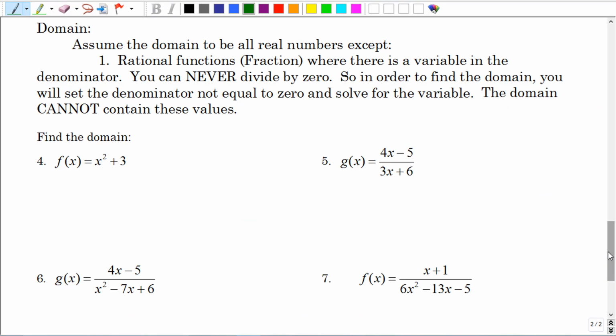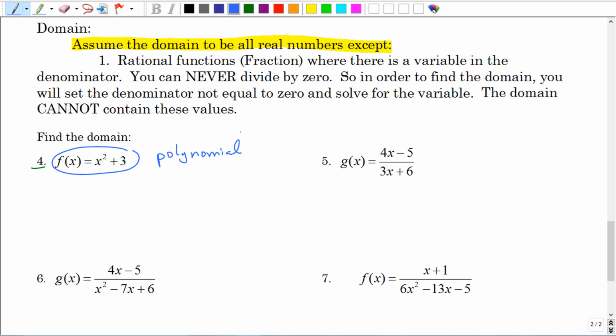Now we're going to look at the domain of specifically rational functions. But before we start with rational functions, we always assume the domain to be all real numbers. And then we have some exceptions. So I want to look at this problem right here, number 4. This is what's called just a polynomial.